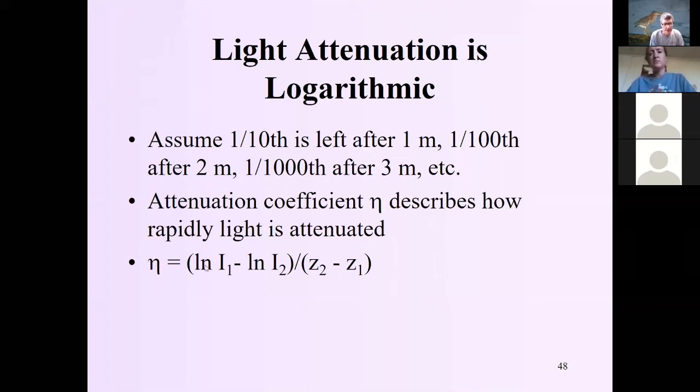So if you take the natural log of the intensity at one depth, right? Like let's say this is the surface of the lake where we had that probe, and then we went down 1 meter and measured the irradiance, the light, again. So we take the difference of the natural log of those, and we take the depth 2 and depth 1. So there's going to be 1 meter between those 2 points in this example, and that would allow us to calculate the light attenuation.